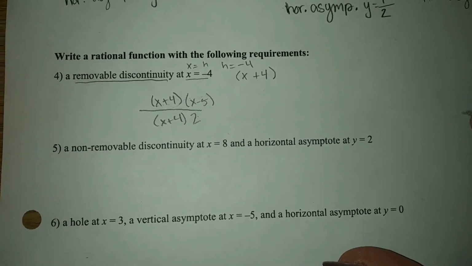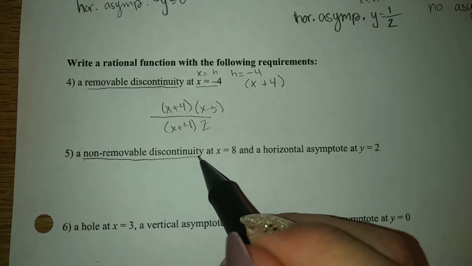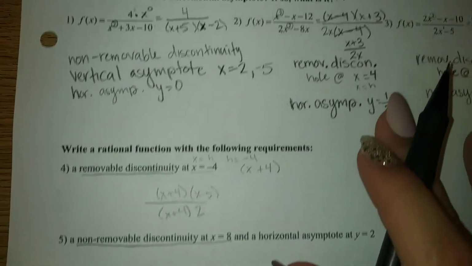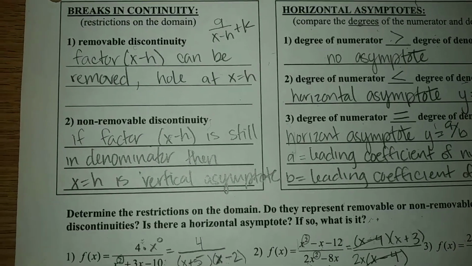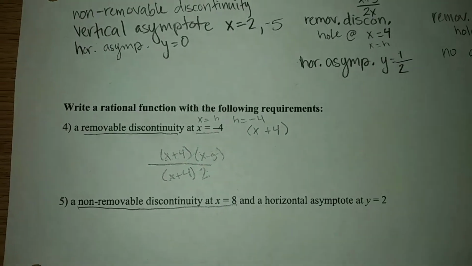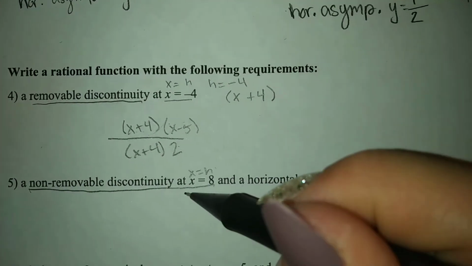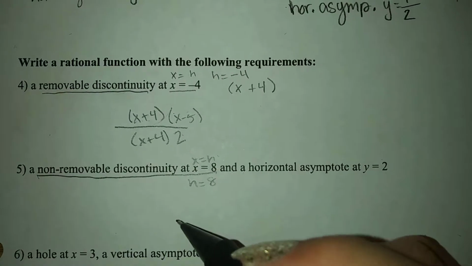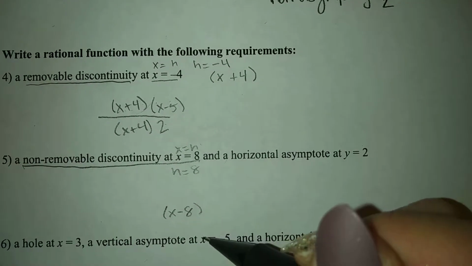Now, if we write a rational expression with a non-removable discontinuity at x equals 8, then I know non-removable means that I'll have a vertical asymptote at x equals h. So if x equals h, then h equals 8, and the expression I'm looking for in my denominator will be x minus 8.